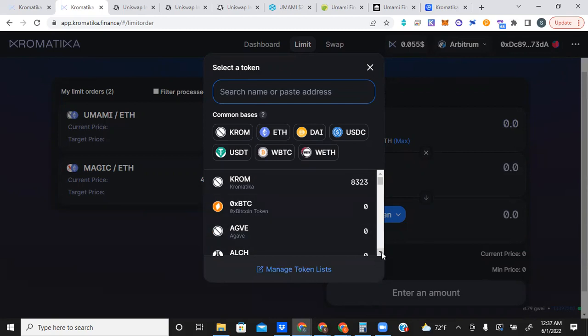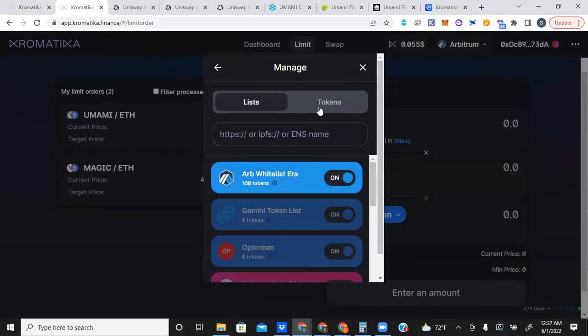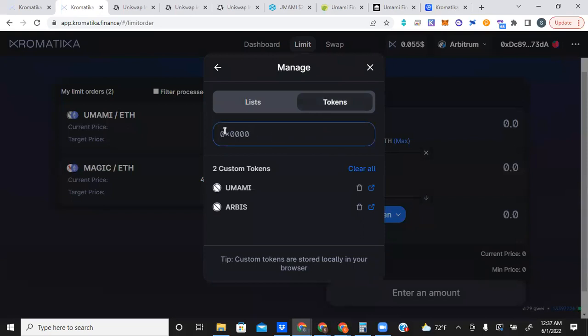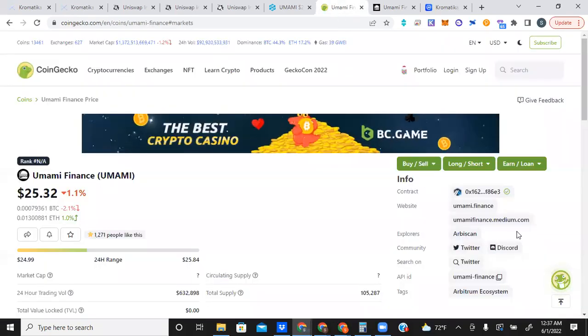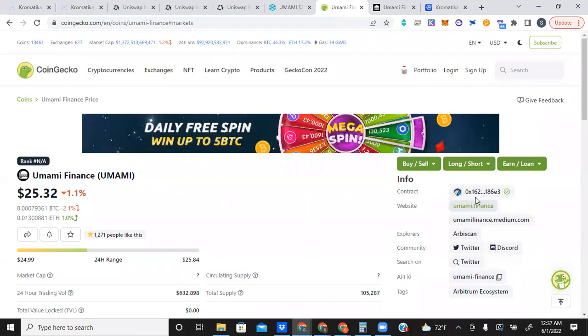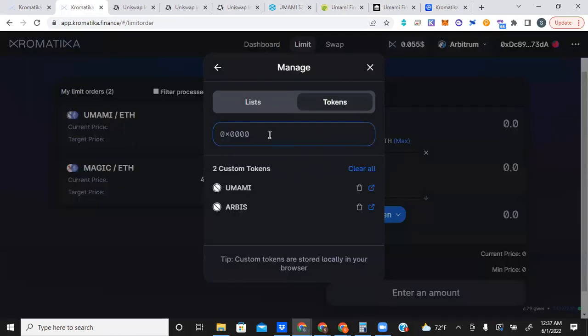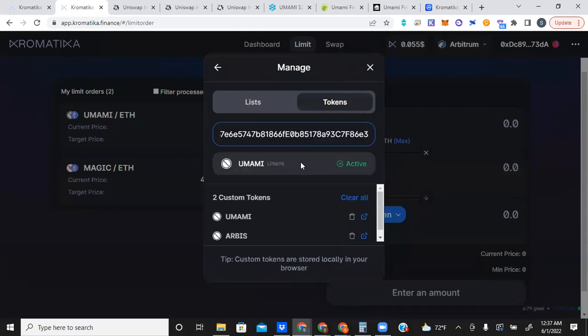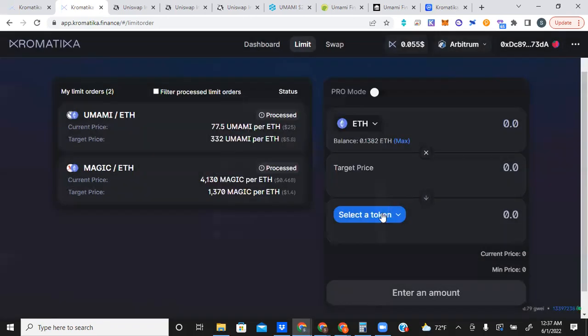So what you do is you go to the manage token lists, you go to tokens, and then they'll ask for the contract information here. So you'll just take that from the CoinGecko or CoinMarketCap. You can copy the contract address, and then you can paste that in here. Once this is pasted in and added, you'll be able to add this and then trade it.